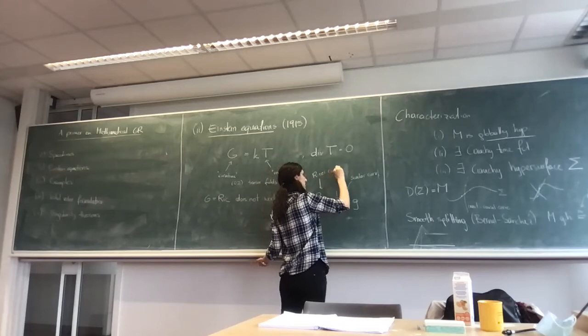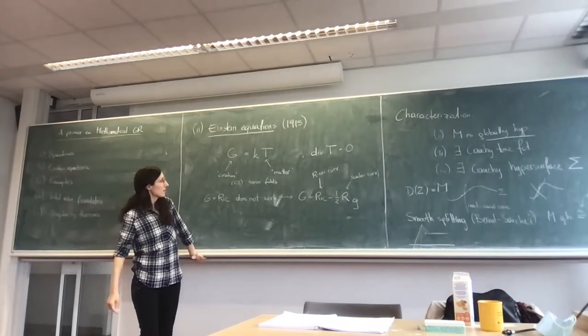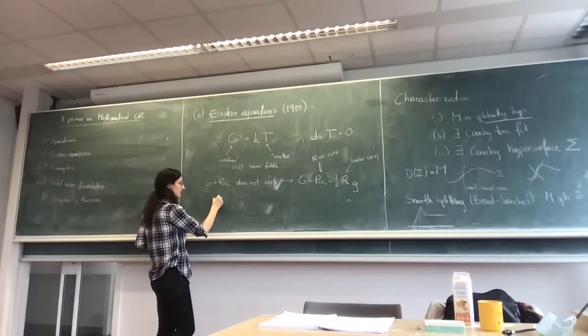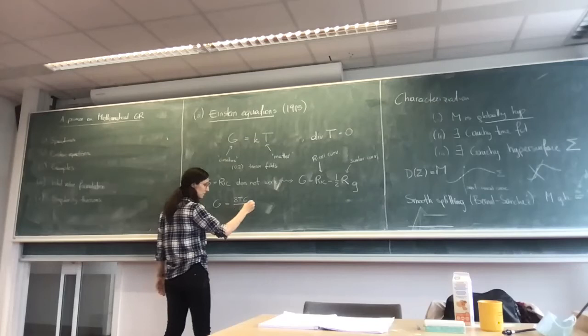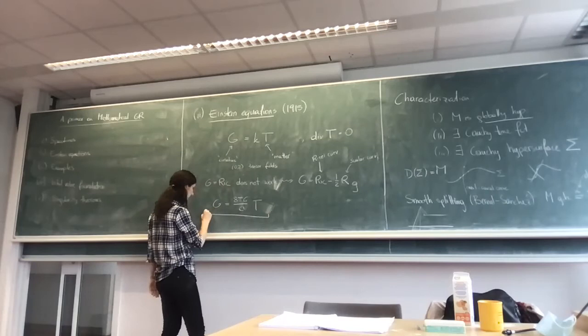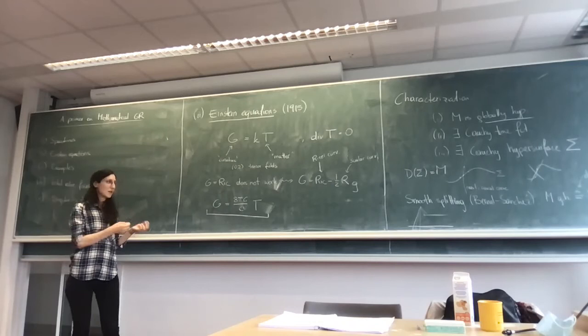And the constant is computed from some kind of comparison to Newtonian theory. So we get that chi is 8 pi G over c to the 4. And most of the time in mathematics, these constants are set to 1. But these are then the Einstein equations as Einstein wrote them down in the beginning. And the first thing he did was compute the perihelion advance of Mercury. And he found out that it works nicely in this theory.